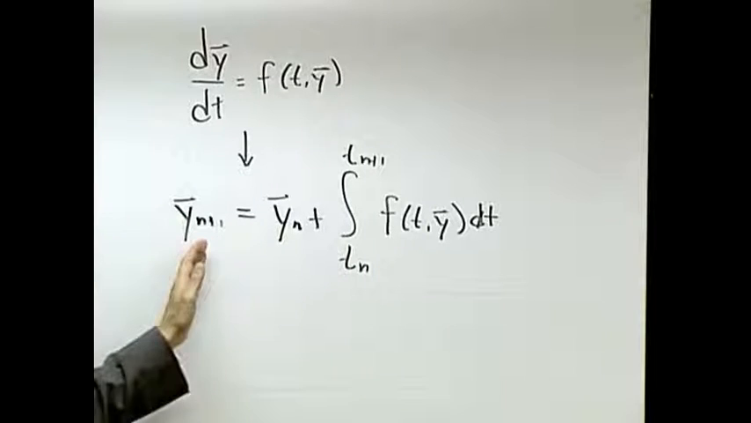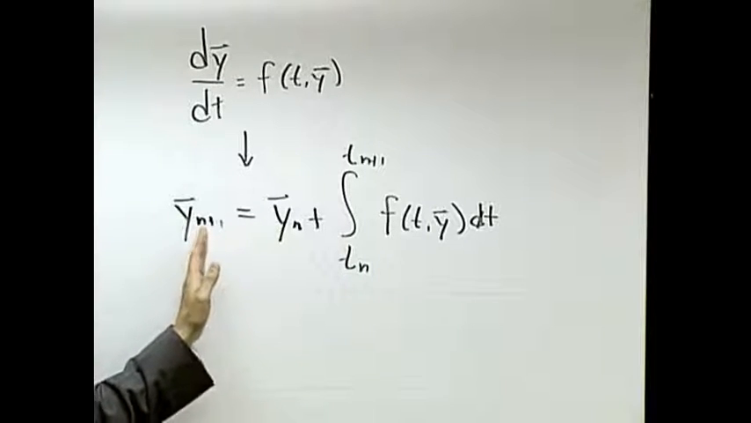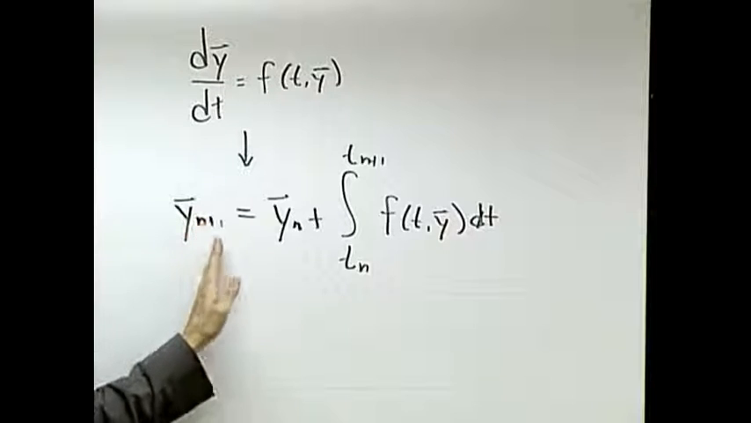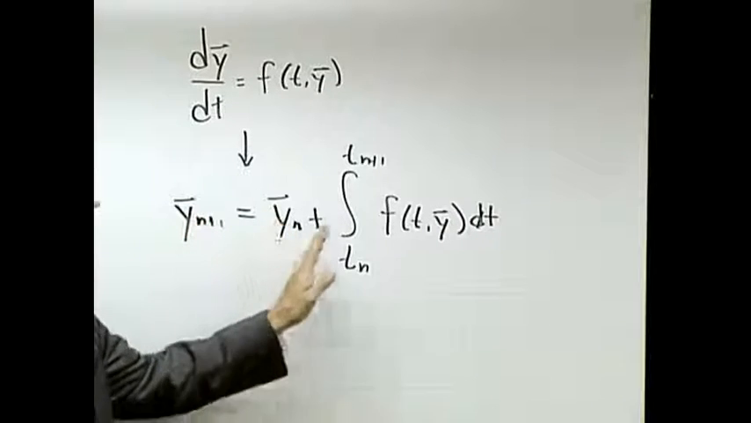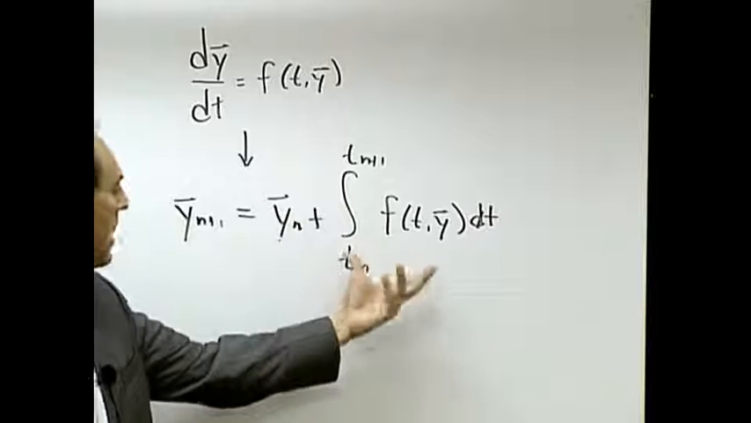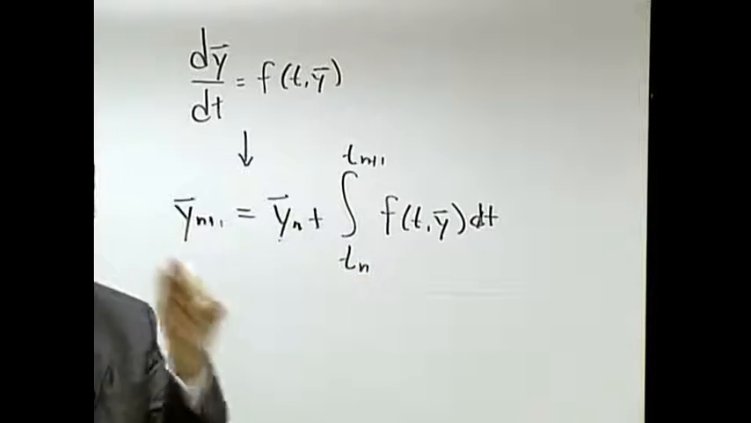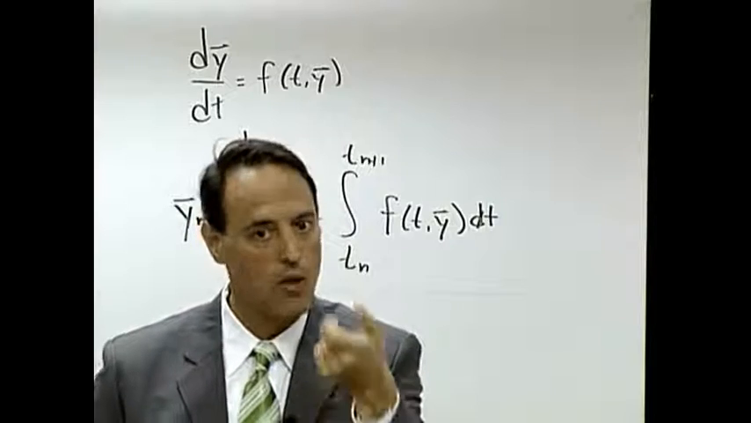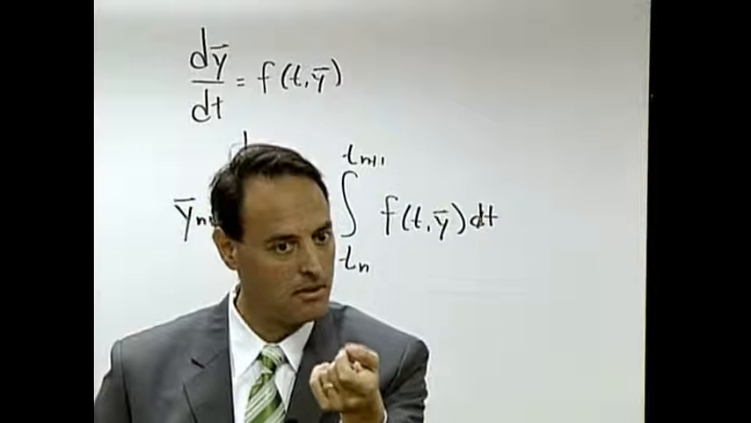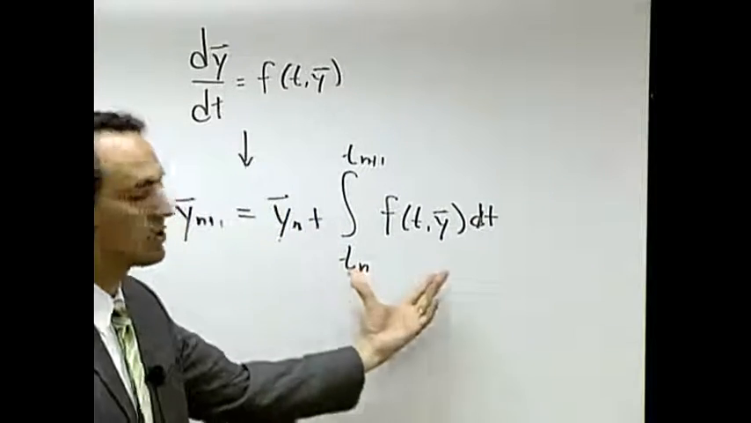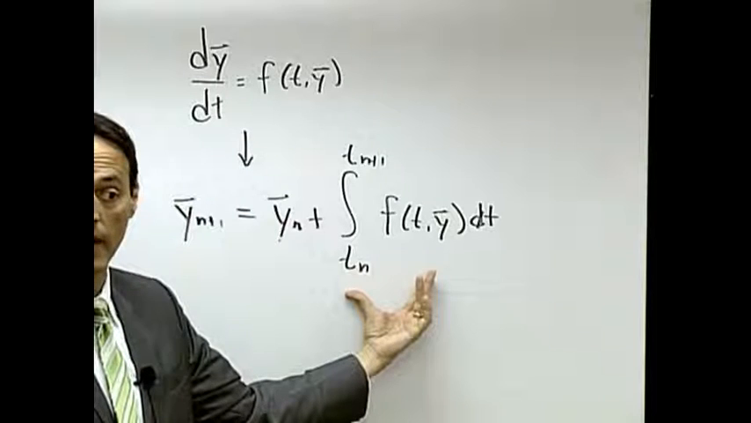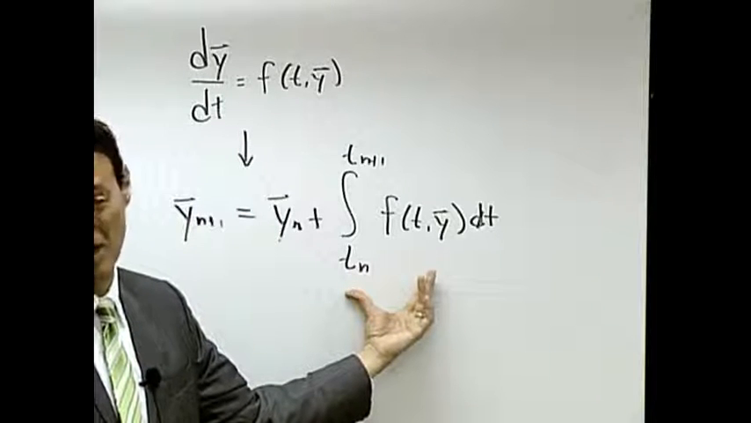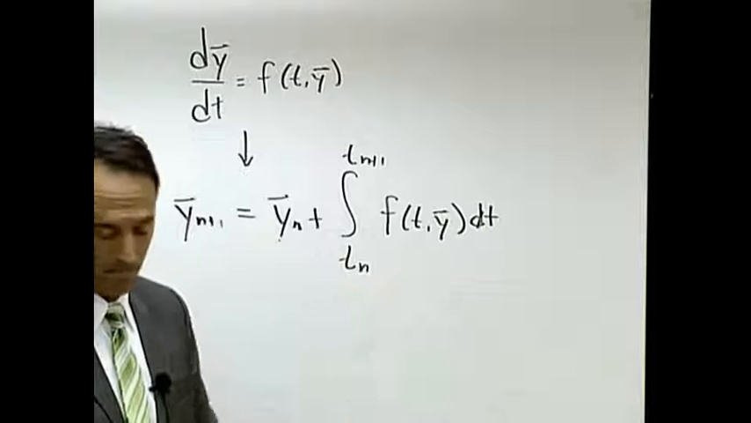So notice now what we have again. The future solution is what it is now, plus a little bit of something. How do you know this is a little bit? Because I'm integrating over a little sliver from t of n to t of n plus 1, which is a very small sliver of time. So that means I have something small here. So it's looking a lot like our Euler formulas, except now it's in integral form.